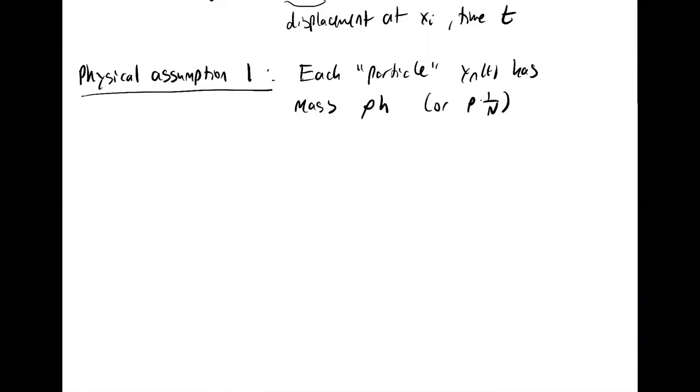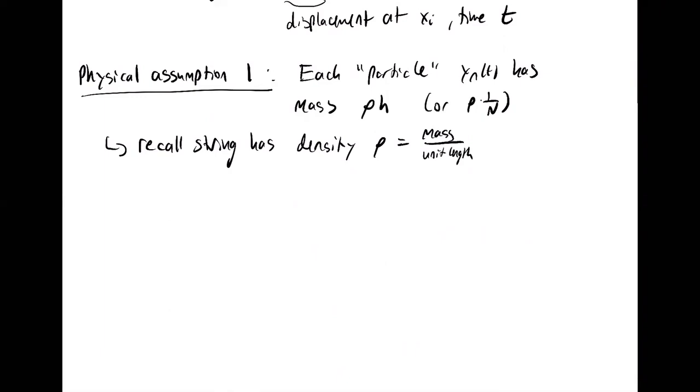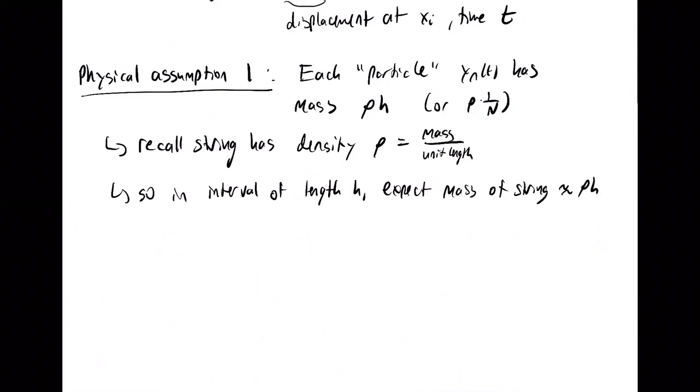Okay, and why is this a reasonable assumption? Well, recall that the string has constant density, so it has density rho. And remember, the density is just the ratio of mass to unit length. So if you're looking at an interval of length h, you would expect that the mass of the string in that interval is approximately rho times h, where the approximation gets better as h goes to 0.